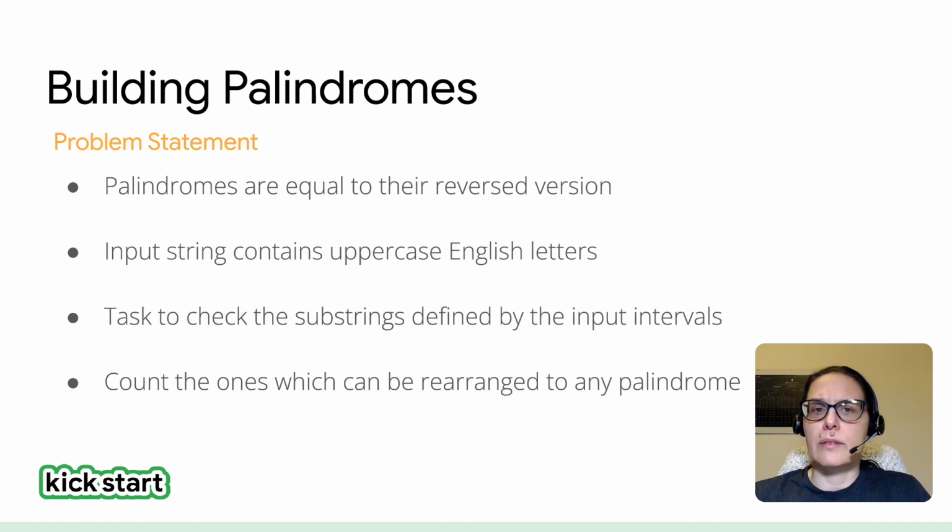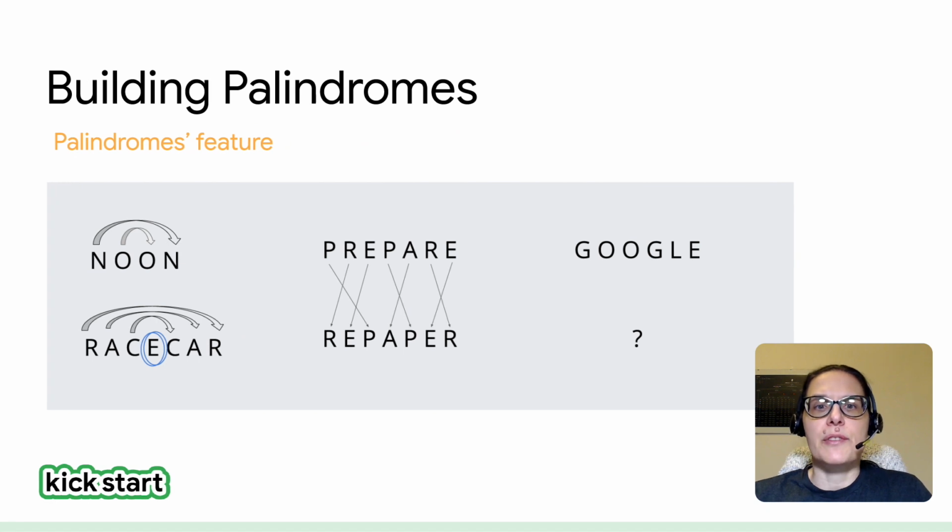But let me highlight that you don't need to create any palindrome. You only need to decide whether it is possible to rearrange the letters of the substring so that it yields a palindrome, or it's not possible. Based on the feature of the palindrome, you can conclude the following observations. Letters of an even-length palindrome can be paired entirely. Letters of an odd-length palindrome can be paired except exactly one character, the middle one. The strings that are rearrangeable to palindrome are actually rearranged palindromes, so they also have the mentioned feature.